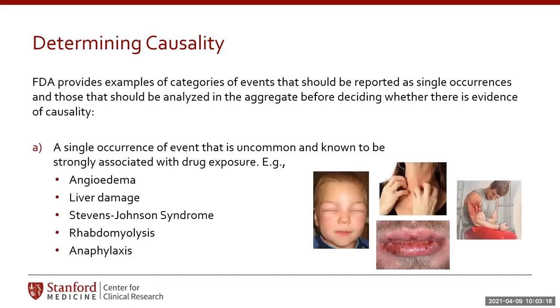So the first example they provided is a single occurrence of an event that is uncommon and is known to be strongly associated with drug exposure. For example, angioedema, liver damage, Stevens-Johnson syndrome, rhabdomyolysis, anaphylaxis. For those events, unless you have a clear indication for your specific patient that something else is the cause, you can feel very comfortable reporting it as related or potentially related to the study drug. So that's an easy one, sort of.